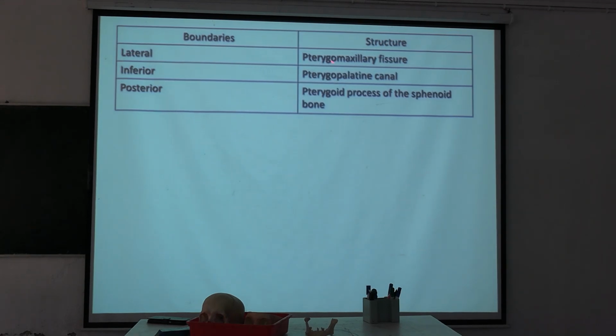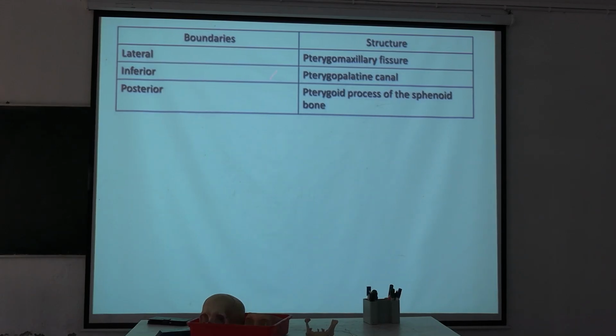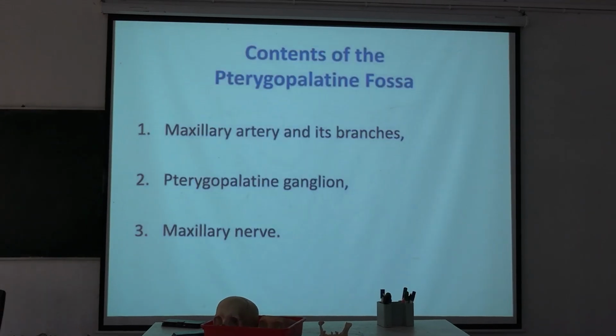Lateral boundary by pterygomaxillary fissure. Inferior boundary by pterygopalatine canal. And posterior boundary by pterygoid process of the sphenoid bone. So these are the boundaries of the pterygopalatine fossa.